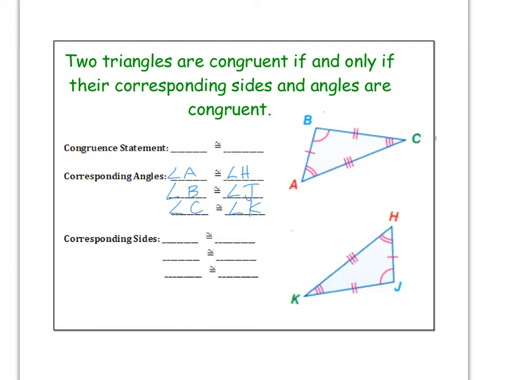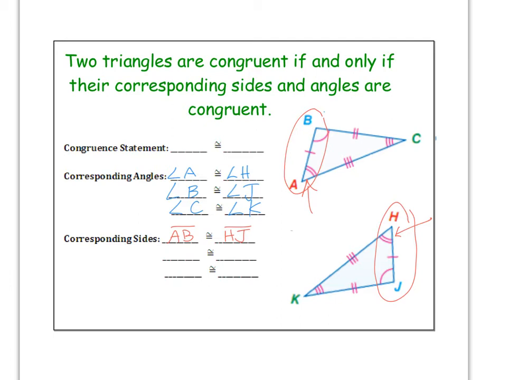Let's look at side AB. Do you see how side AB has one tick mark on it? Well, over in the other triangle, we have side JH with one tick mark on it. So if we want to say that those are corresponding, or those are congruent to each other, what we could do is we could say segment AB. Now, since I started with A and A has two little marks in it, I have to start with H on the other triangle. So it's going to be HJ, not JH. It's important to keep them in corresponding order.